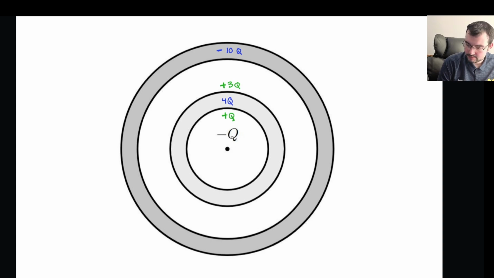Same idea for this next part. Doesn't matter how many shells we have, we do it the same way. So inner surface always cancels what it's looking at. So what is this surface looking at? Well, this surface is looking at a charge of plus 3Q. And again, we know that because it's the net charge enclosed. Or if we wanted to sum up all the charges it's looking at, we could see we get a 3 plus 1 minus 1. But due to that inner surface canceling, it's always just going to cancel the charge it looks at. So how do I cancel plus 3Q? Well, of course, the minus 3Q.